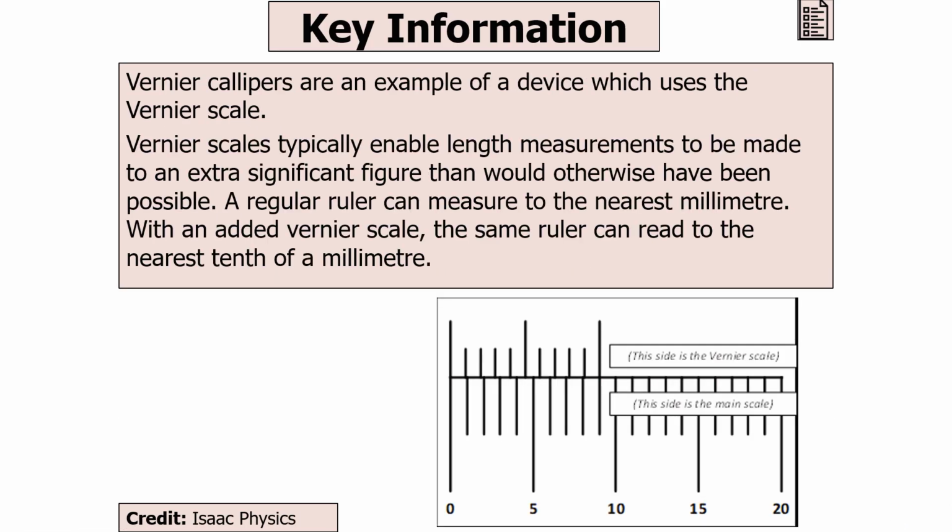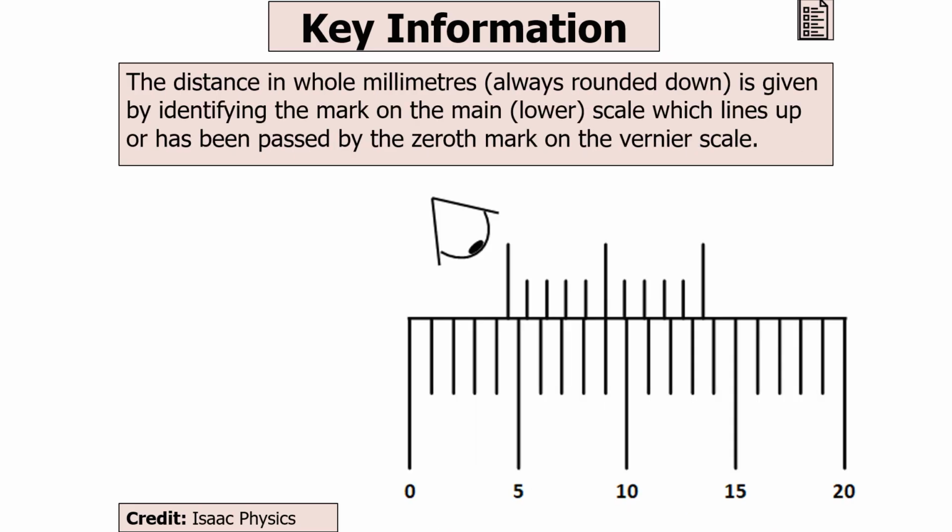Now, vernier calipers are an example of a device which uses the vernier scale, as discussed before. Now, the vernier scale typically enables length measurements to be made to an extra significant figure that otherwise would not have been possible. Now, a regular ruler, for example, can measure to the nearest millimetre. If you add a vernier scale onto the ruler, the same ruler can now read to the nearest tenth of a millimetre. So the distance in whole millimeters, which is always rounded down, is given by identifying the mark on the main scale which lines up or is past the 0th mark on the vernier scale.